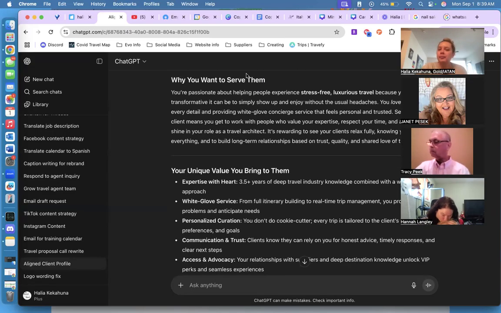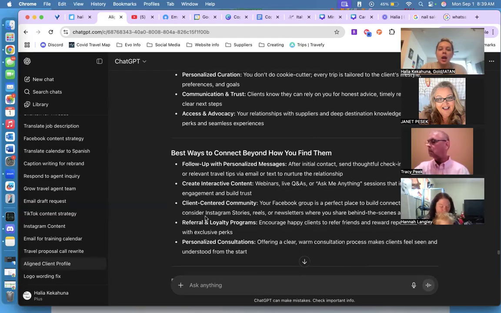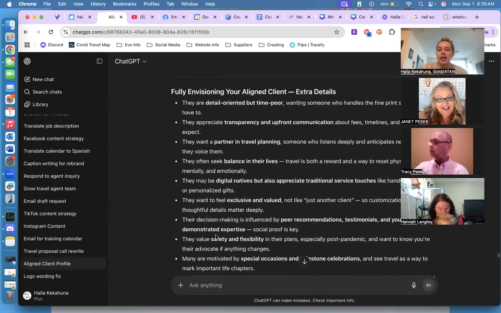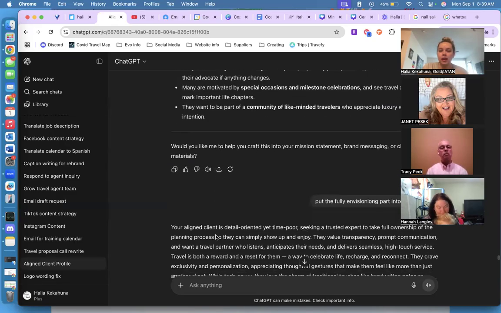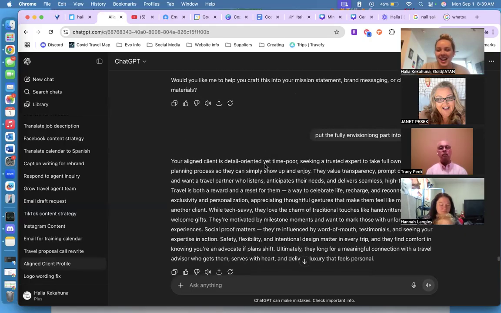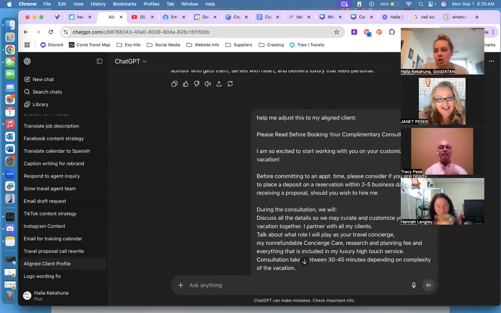So it's going to tell me why I want to serve them, what value I can bring that maybe I might not know, and the best ways to connect with them, fully envisioning any extra details. I had to put it into a paragraph as well because this just wasn't making sense to me. And then I started creating my whole consultation calendar process, which I will go over a little bit in my training on, I think, Wednesday, converting DMs to consultations.